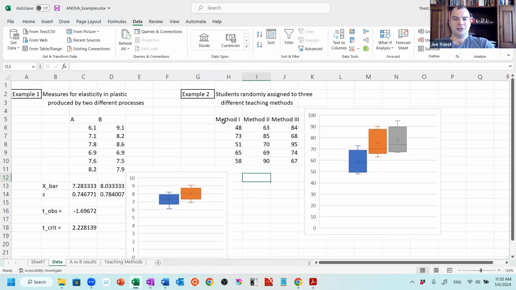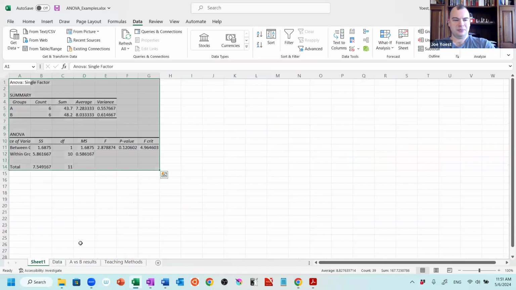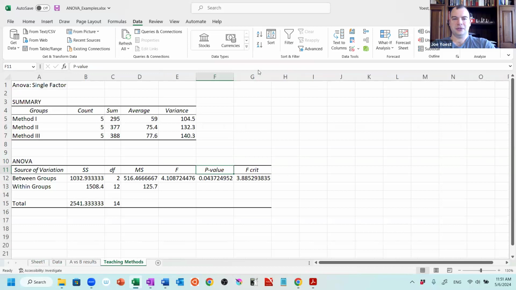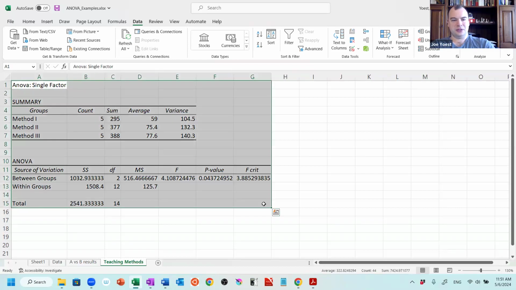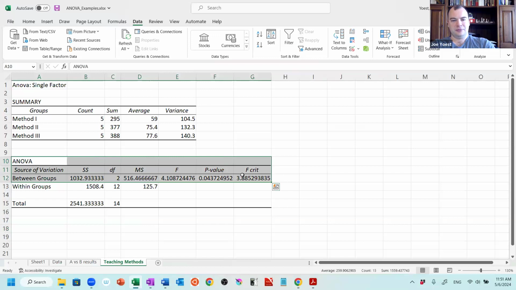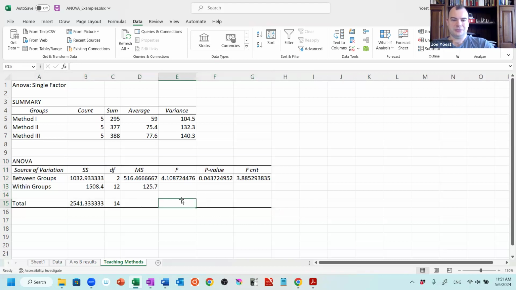So what is my ANOVA test? It's going to have a null hypothesis that the means are the same between the 3 methods, and an alternative hypothesis that at least one of the means is different. Again, I could go through that same process. Go to data, data analysis, ANOVA, select my data, and so on. And I would get an output that looks like this. And I see my table that I should pretty much recognize.